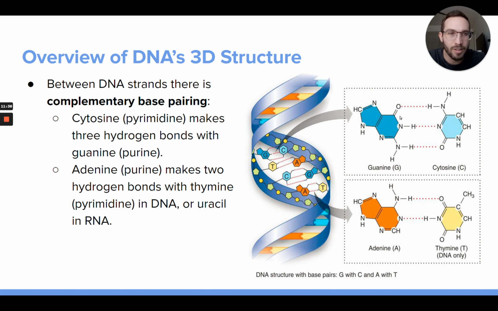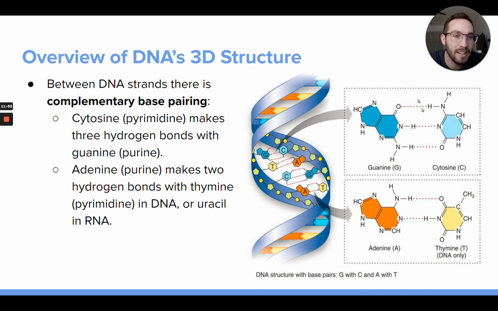And so those nitrogenous bases, when they're pairing together in this specific rule, we call that complementary base pairing. And so G always goes with C, and A always goes with T. And then specifically, if you look at the hydrogen bonds here, there's a small difference here.